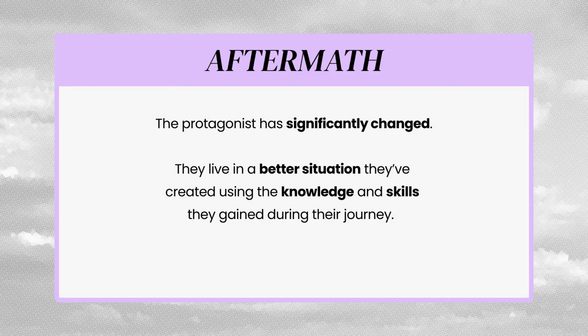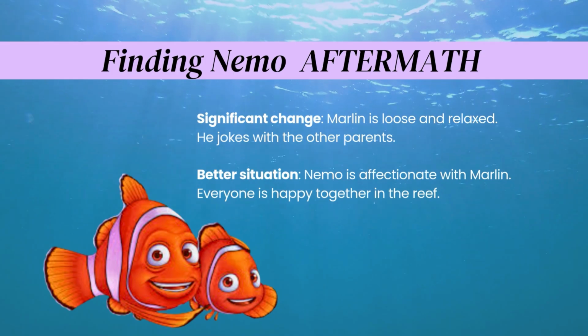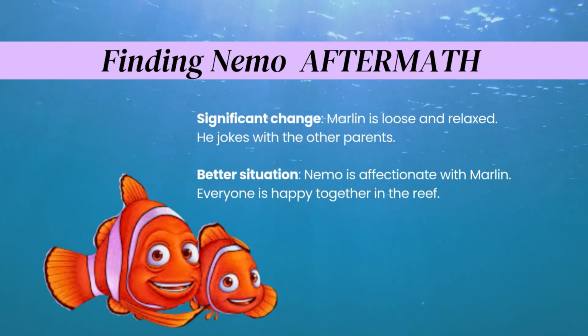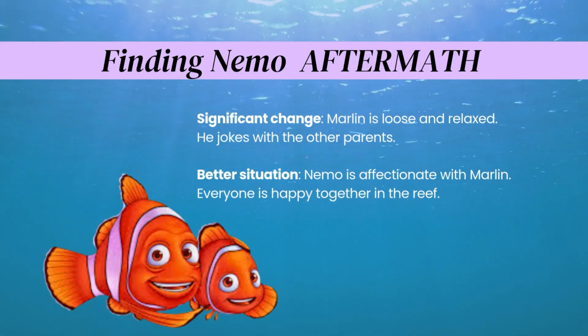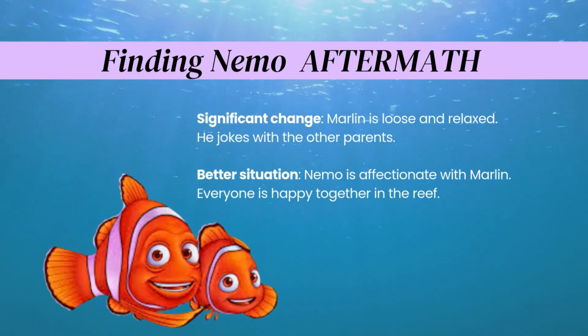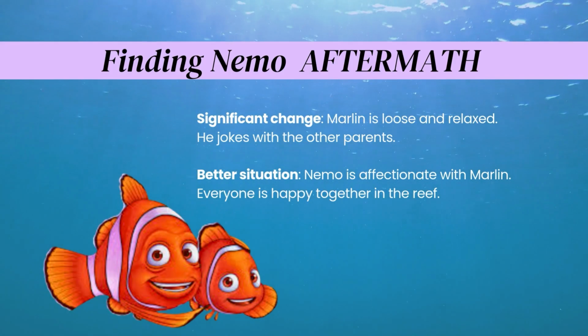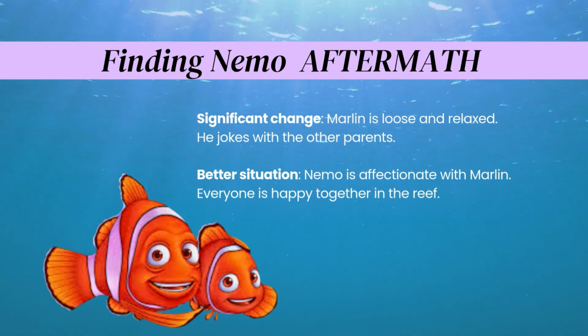The final stage is the aftermath. The protagonist has significantly changed. They live in a better situation they have created using the knowledge and skills they gained during their journey. So at the end of the story, the significant change is that Marlin is loose and relaxed. He jokes with the other parents. Nemo is affectionate with Marlin. Everyone is happy together in the reef.